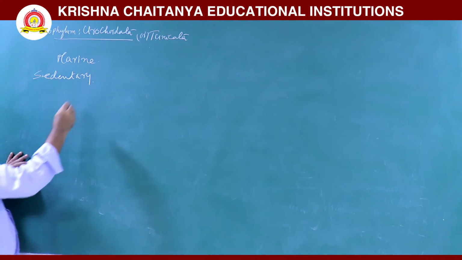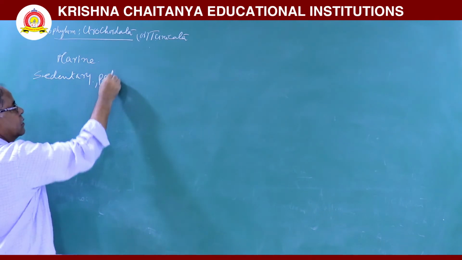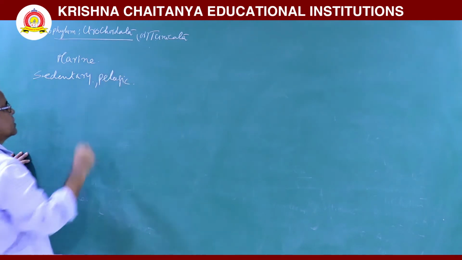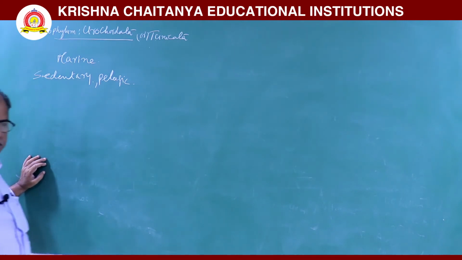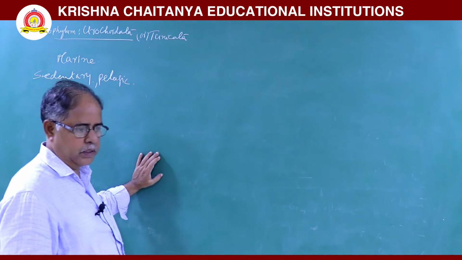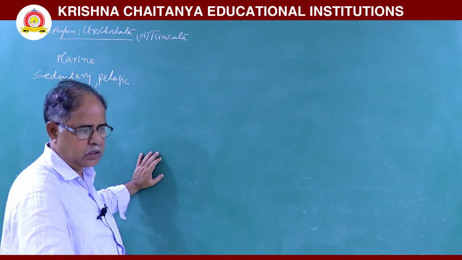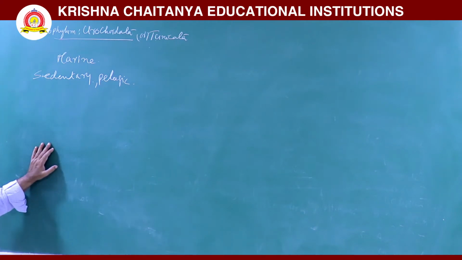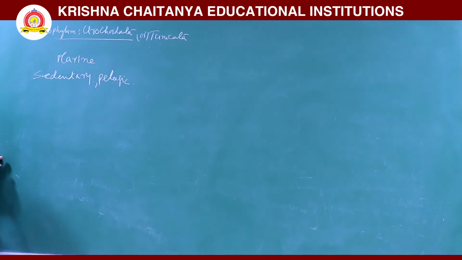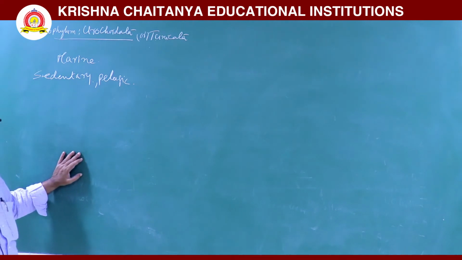Some are pelagic. Sedentary means they attach to the substratum. Here in this animal, locomotion does not occur. They attach to one substratum. They fix in one place only. So, that type of animal is called sedentary or sessile.